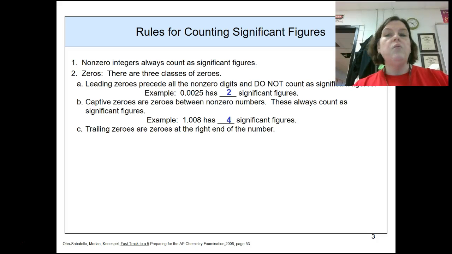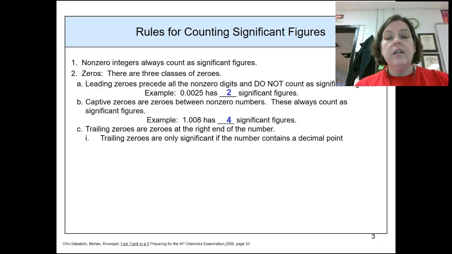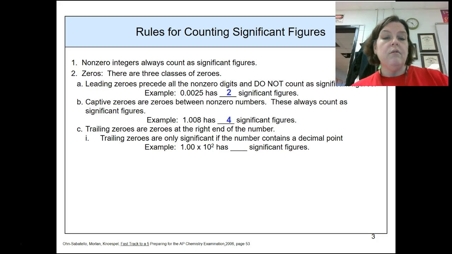Trailing zeros. Now, this is where we get a little crazy because there are 2 kinds of trailing zeros. Trailing zeros are zeros at the right of the number. Depending on whether you have a decimal point or not, trailing zeros are considered different. So let's look. Trailing zeros are significant if the number contains a decimal point. So if we look at 1.00 times 10 to the second, because there's a decimal point, those zeros are considered significant. They have been counted. This last 0 is my uncertain spot, and these are my certain spots right here, this 1 and the 0. Therefore, we have 3 significant figures.